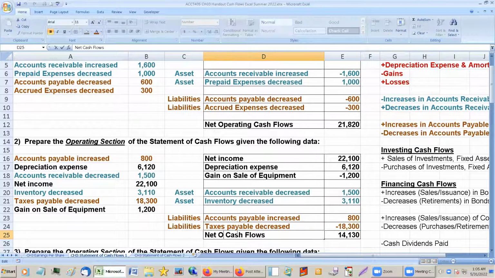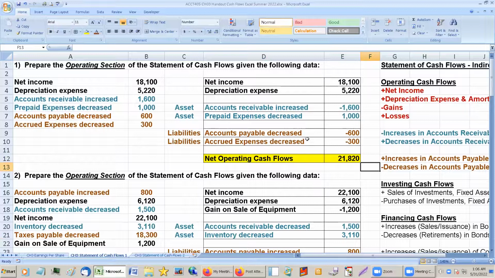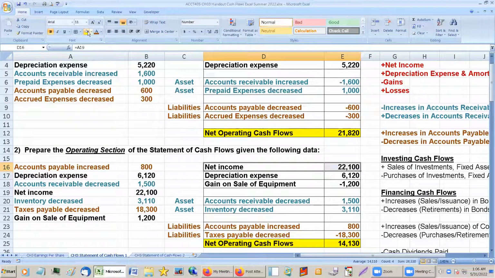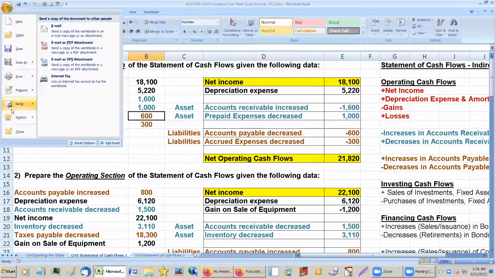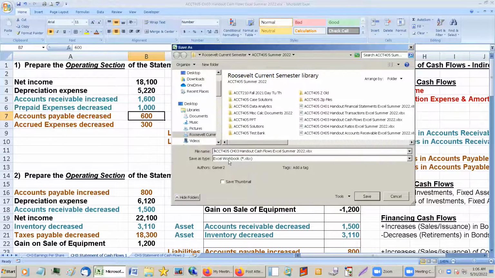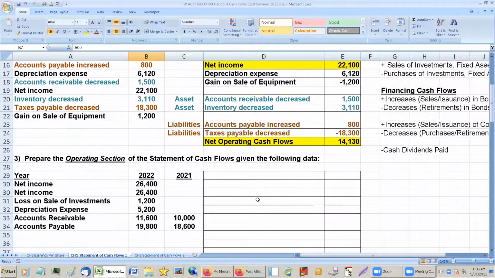Oops, hold on. Okay, so if you have these two companies, while this one has lower net income, they have more cash coming in. And cash is really important.